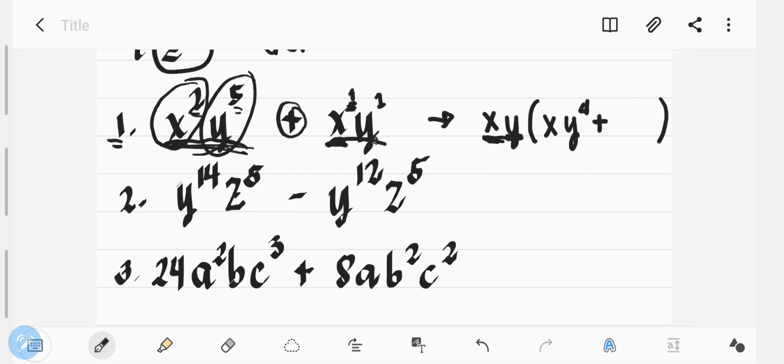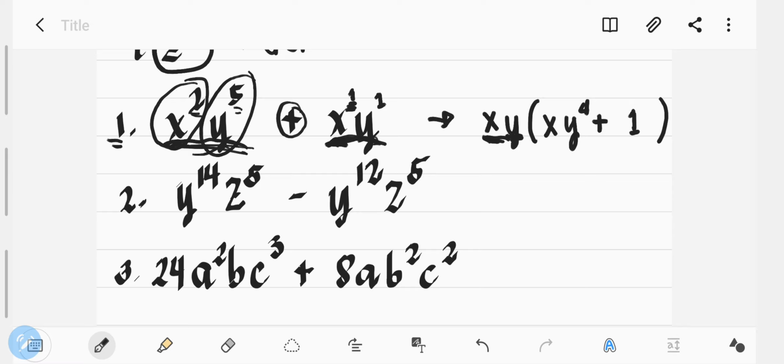Next naman is dito sa after ng plus sign, we have x and y. So, x divided by x, that's 1. And y divided by y is 1. So, technically, xy divided by xy is 1. So, ganun lang kadali yung factoring.